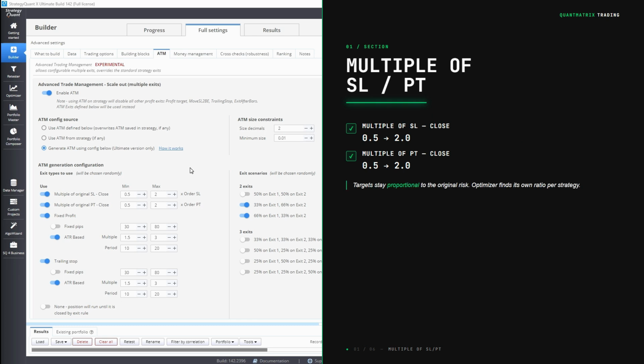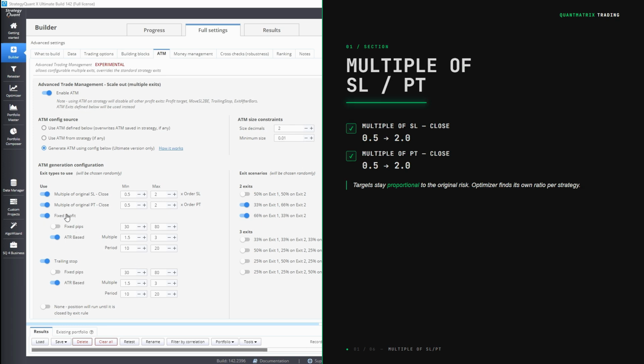We want to get out in 2 trades, right? Instead of one take profit, I want to get out one at 33% and the other one at 66, or the other way around. So in the first, I'm going to get out at a multiple of the stop loss, between half of the stop loss and the maximum. The same for take profit, half and double.